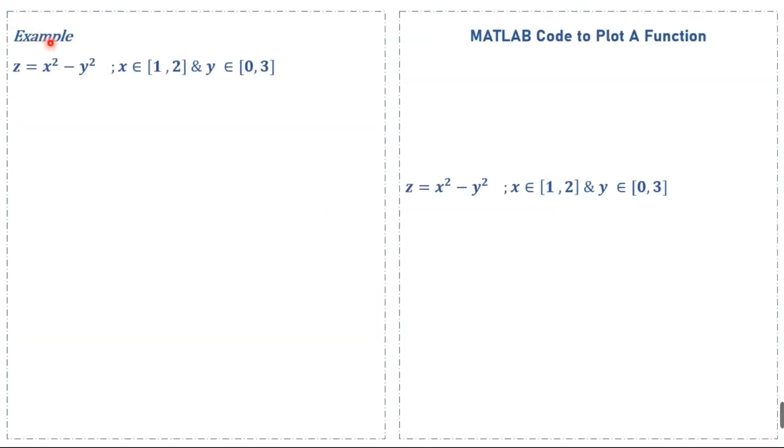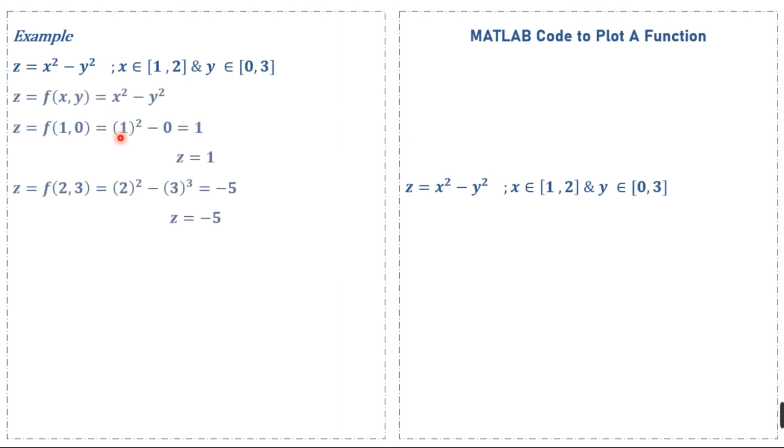Similarly, we have an example where z is a function of two variables, x belongs to this interval and y belongs to this one. Again we evaluate the value of the function at the end points of the interval using x and y, and we get some values.